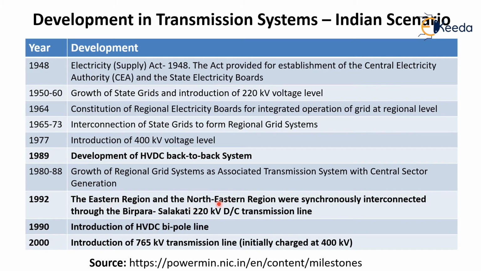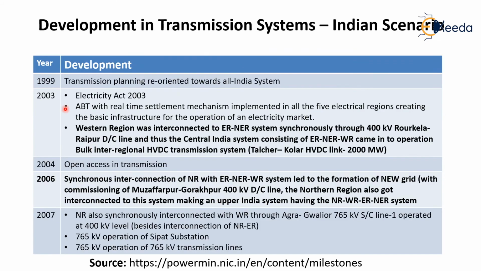So when we are interconnecting the grids, I mean the regional grids, it is very important for us. Initially there was a huge surplus of power generated in one grid and a huge deficit on the other grid, but we could not transfer the power because of interconnection problems, frequency issues, all these things. HVDC solved all those issues, and in 1999, transmission planning reoriented towards an all India system. This is where we started the all India grid plan in 1999.